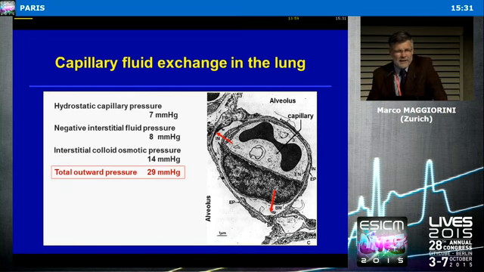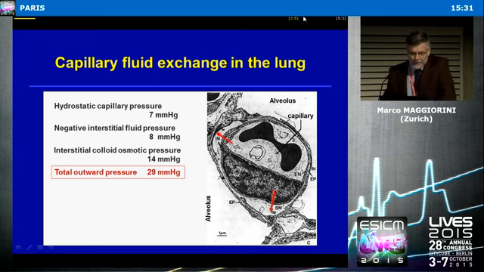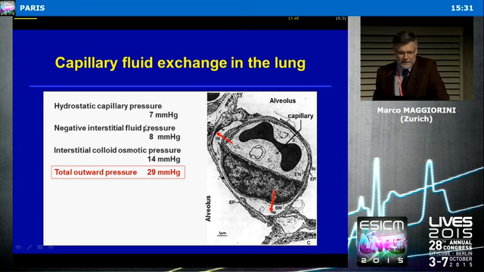If we go back and think about what the forces are that drive fluid within the lung, then we have to consider three things. First of all, the hydrostatic pressure. This is obvious. And the hydrostatic pressure in a normal lung is very low. It's around 7 millimeters of mercury.